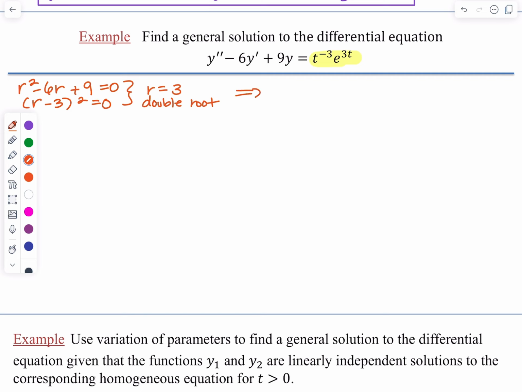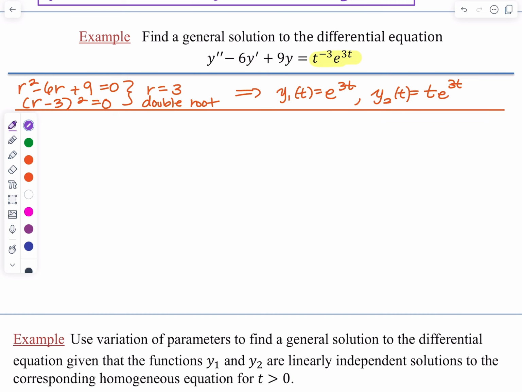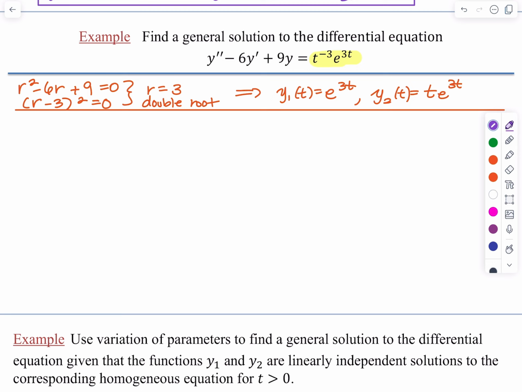So now we have that y1 of t is equal to e to the 3t, and of course we multiply that by an extra t, so y2 is te to the 3t. So now with that, we will have our particular solution, and let's look at the form of that. We will have yp of t is equal to v1 of t multiplied by y1 of t plus v2 of t multiplied by y2 of t.